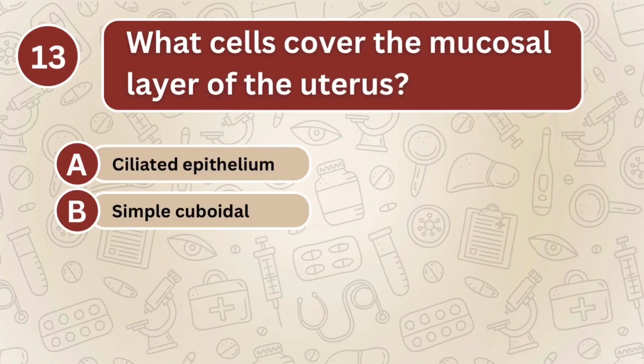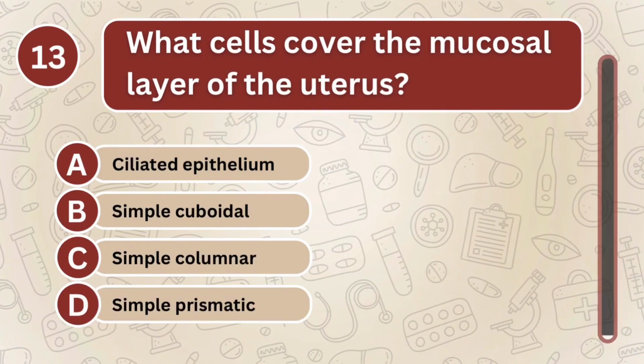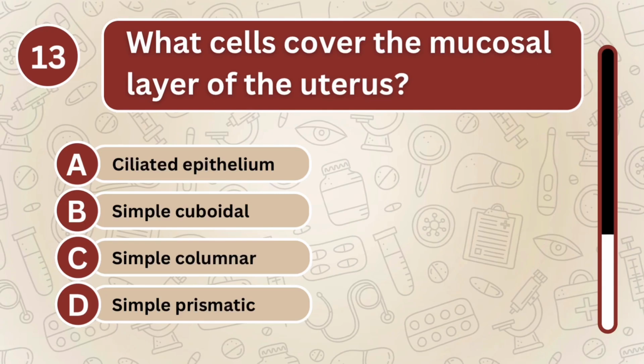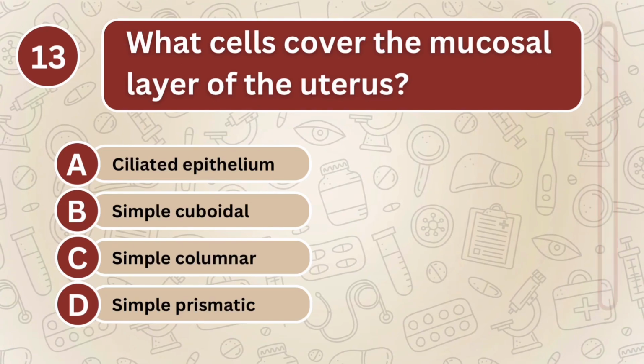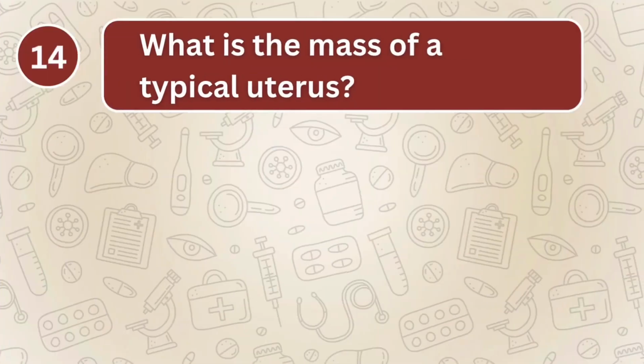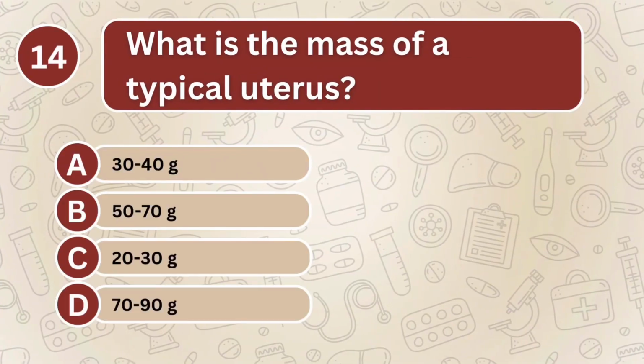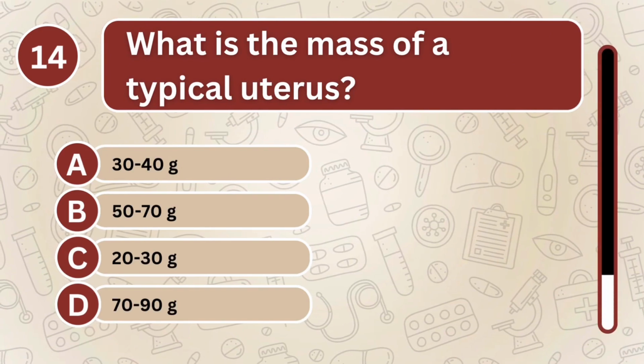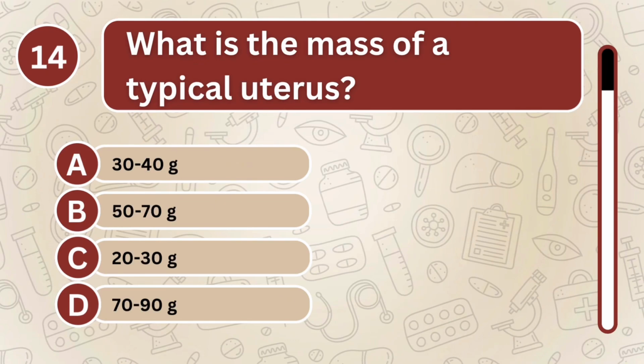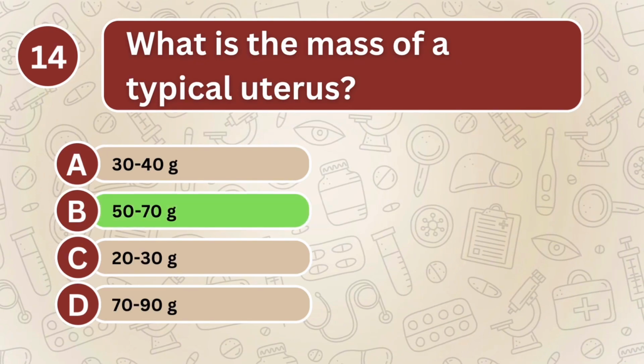What cells cover the mucosal layer of the uterus? It's D. Simple prismatic cells. What is the mass of a typical uterus? It's between 50 to 70 grams.